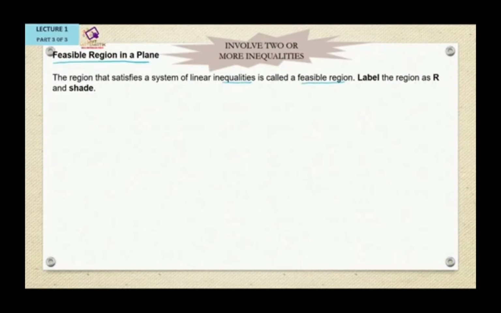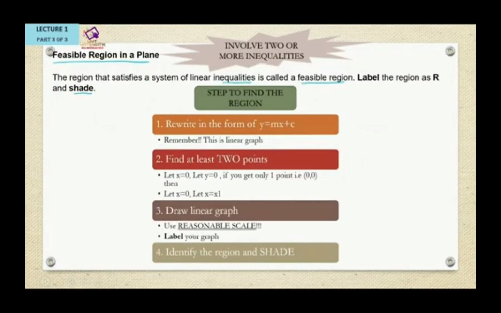Label the region as R and shade. First thing first, we need to know the steps to find the feasible region. The steps are the same as before. First, we need to rewrite in the form of y equals mx plus c, and then we need to find at least two points. Third, we draw the linear graph, and fourth, we identify the region and shade, and also label the region as R.